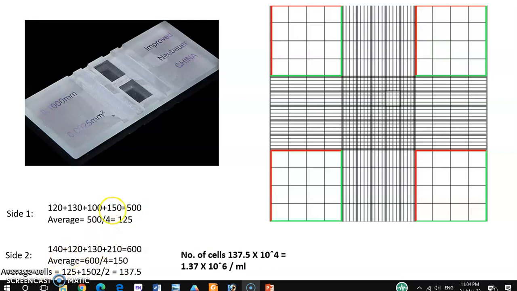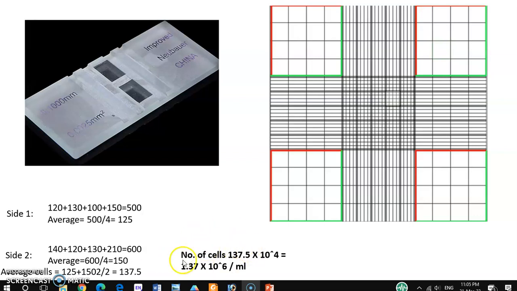After that, finally, you will average the cells. How do you average the cells from both sides? You got 125 and 150 cells, so divide by 2. So in both sides the average you get is 137.5 cells. So this is the average number of cells you got in one square.